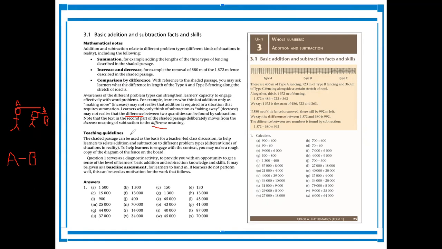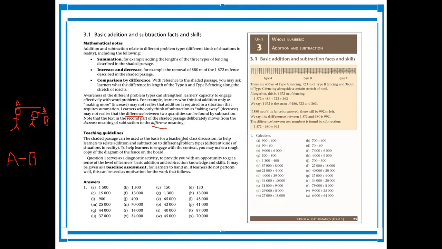And let's look at some teaching guidelines. The shaded passage can be used as the basis for a teacher-led class discussion to help learners to relate addition and subtraction to different problem types or different kinds of situations in reality. So here I gave you an example of a situation in reality, how they could ask a question. So that's when the word difference could be used in the question. And then you have to know that difference might relate to subtraction, or most likely will relate to subtraction.